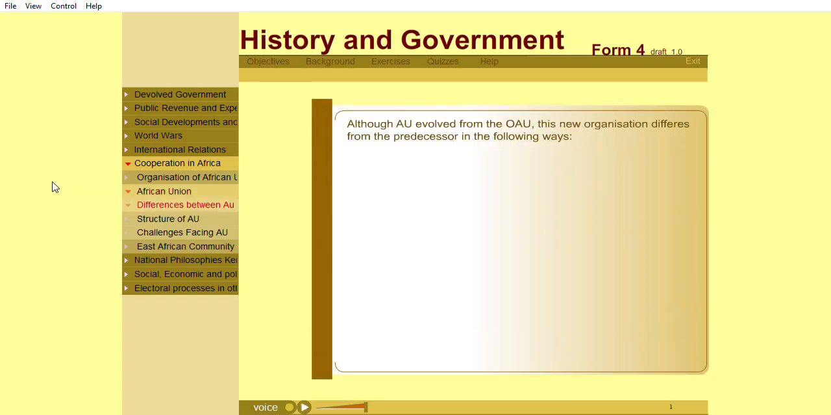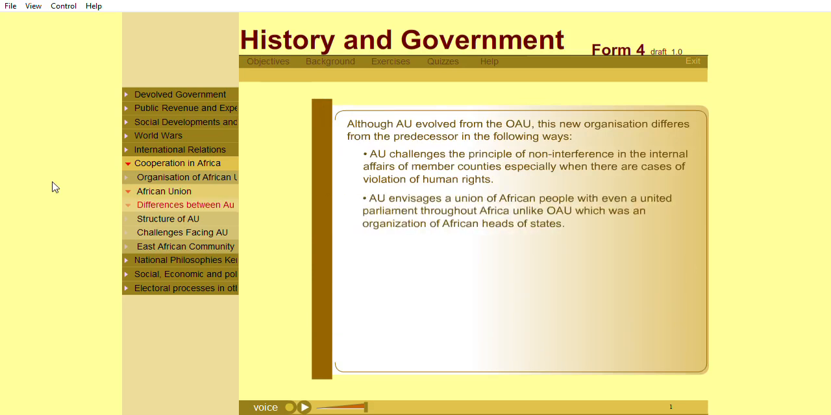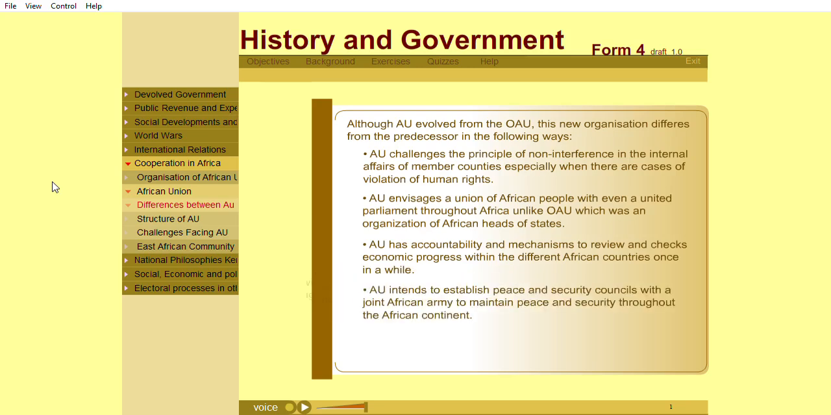Although AU evolved from the OAU, this new organization differs from its predecessor in the following ways. AU challenges the principle of non-interference in the internal affairs of the member countries, especially when there are cases of violation of human rights. AU envisages a union of African people with even a united parliament throughout Africa, unlike OAU, which was an organization of African heads of state.